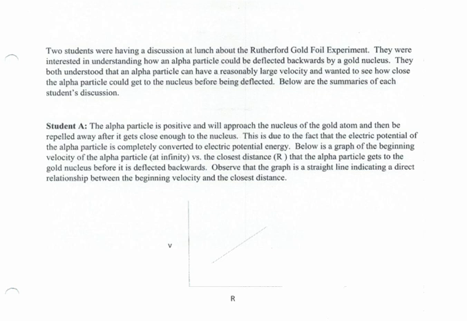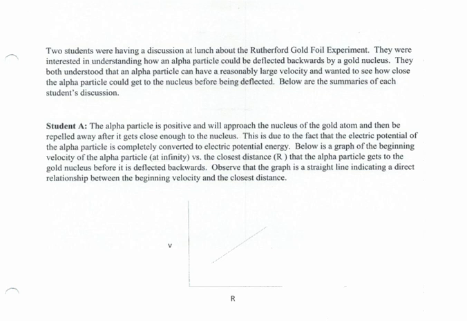Okay, we have two students having a discussion at lunch. I'm sure you guys do this all the time about the Rutherford gold foil experiment. They're interested in understanding how an alpha particle could be deflected backwards by a gold nucleus. They both understood that the alpha particle can have reasonably large velocity and wanted to see how close the alpha particle could get to the nucleus before being deflected.